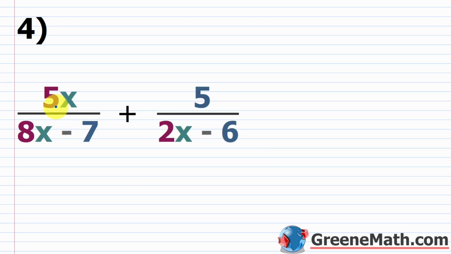All right, let's look at problem number 4. So we have 5x over 8x minus 7 plus 5 over 2x minus 6. So you do have a 5 that's in common. So again, you could pull that out now if you want. I think it's probably better just to wait a little while. We will pull it out.